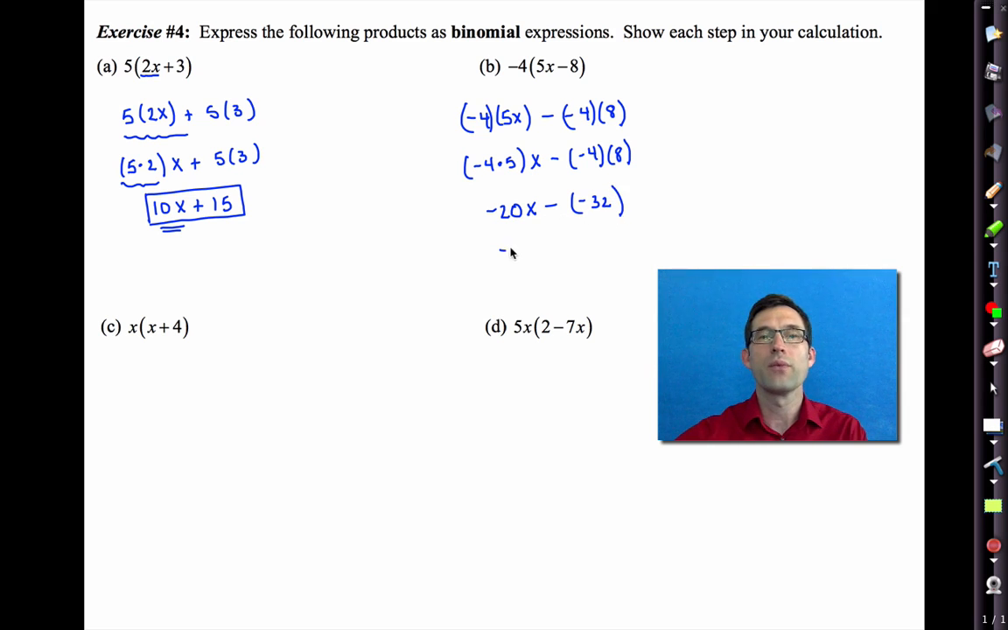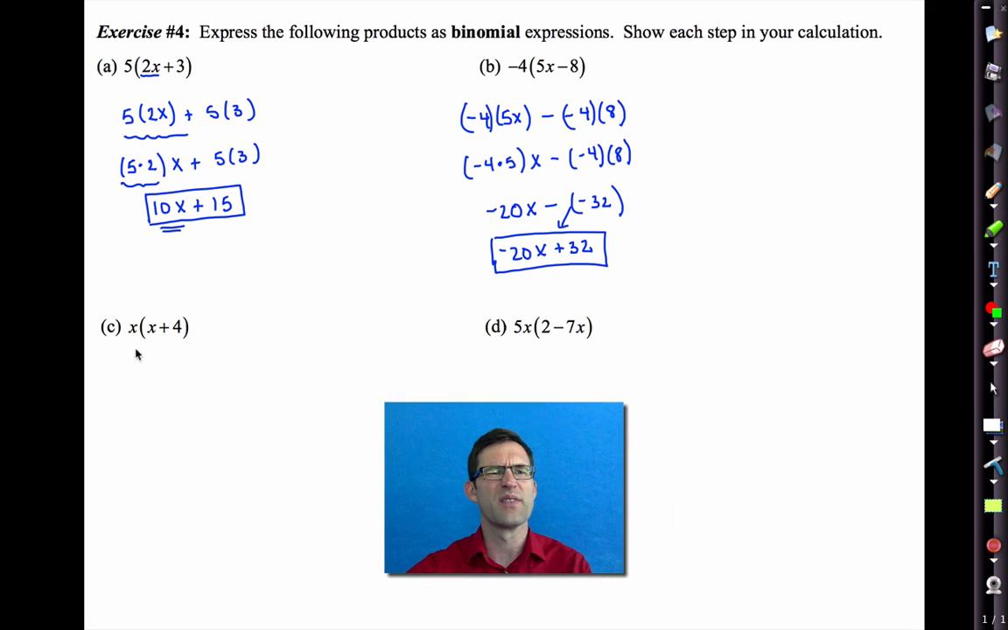And remember, when we subtract, we can replace with adding the opposite. So subtracting negative 32 is the same as adding positive 32. For a lot of people, they'll just see a double negative and immediately change it into a positive. That's okay too. Not a problem.